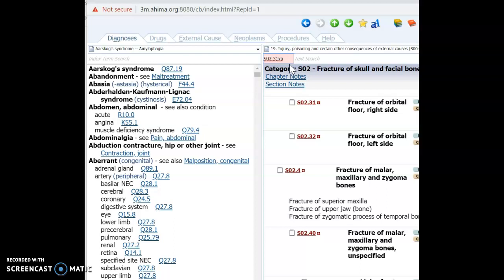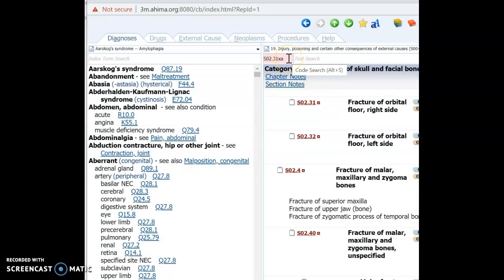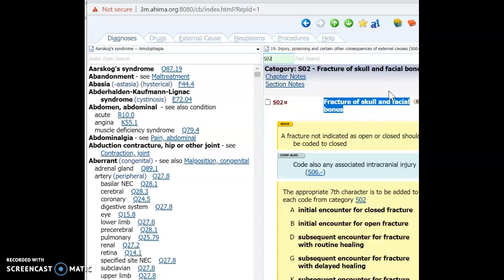S02.31XA, initial encounter. Like I said, everyone did really well. The next one is going to be the zygomatic fracture, which is S02.40EA. Again, everybody did fairly well on this one too. Go ahead and type it in, and you can listen to this video over and over.